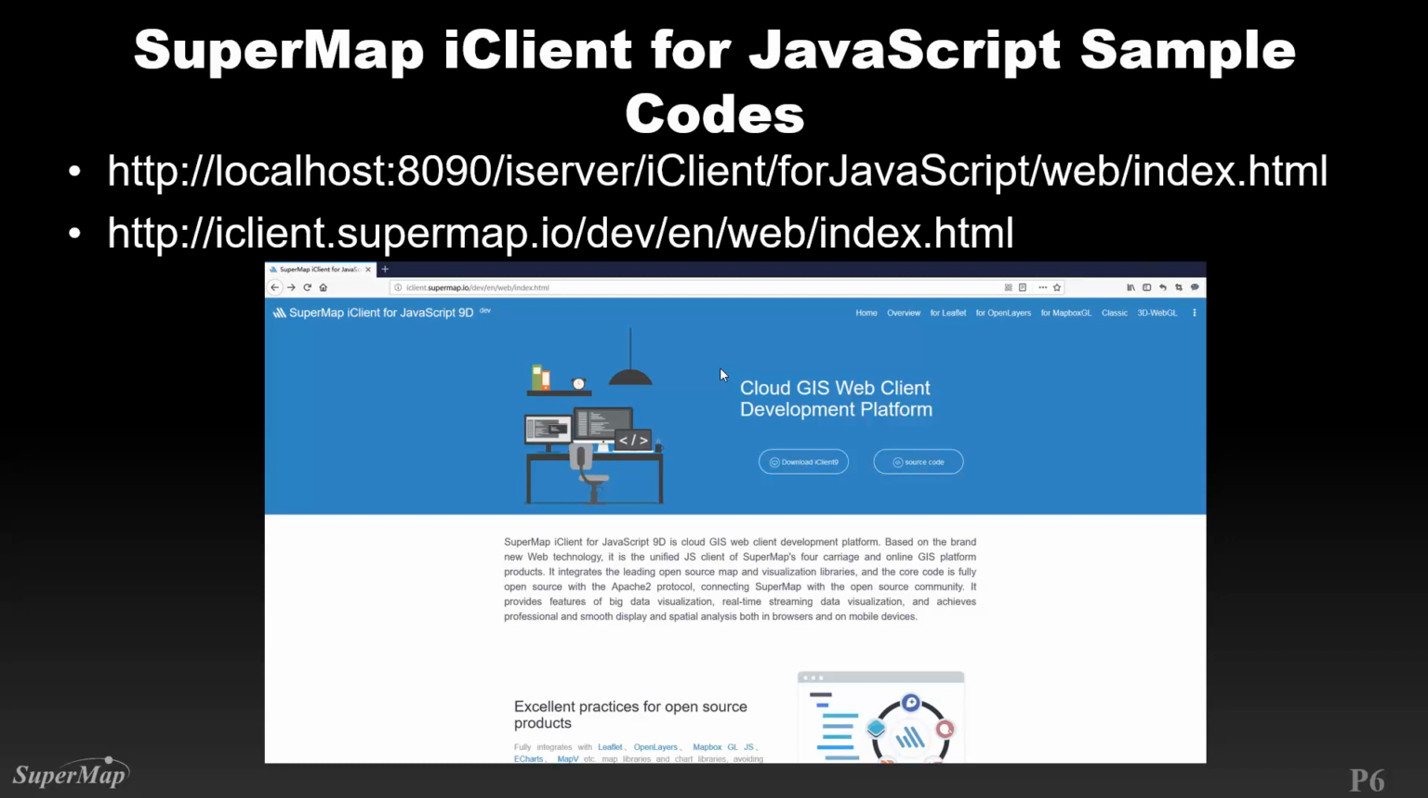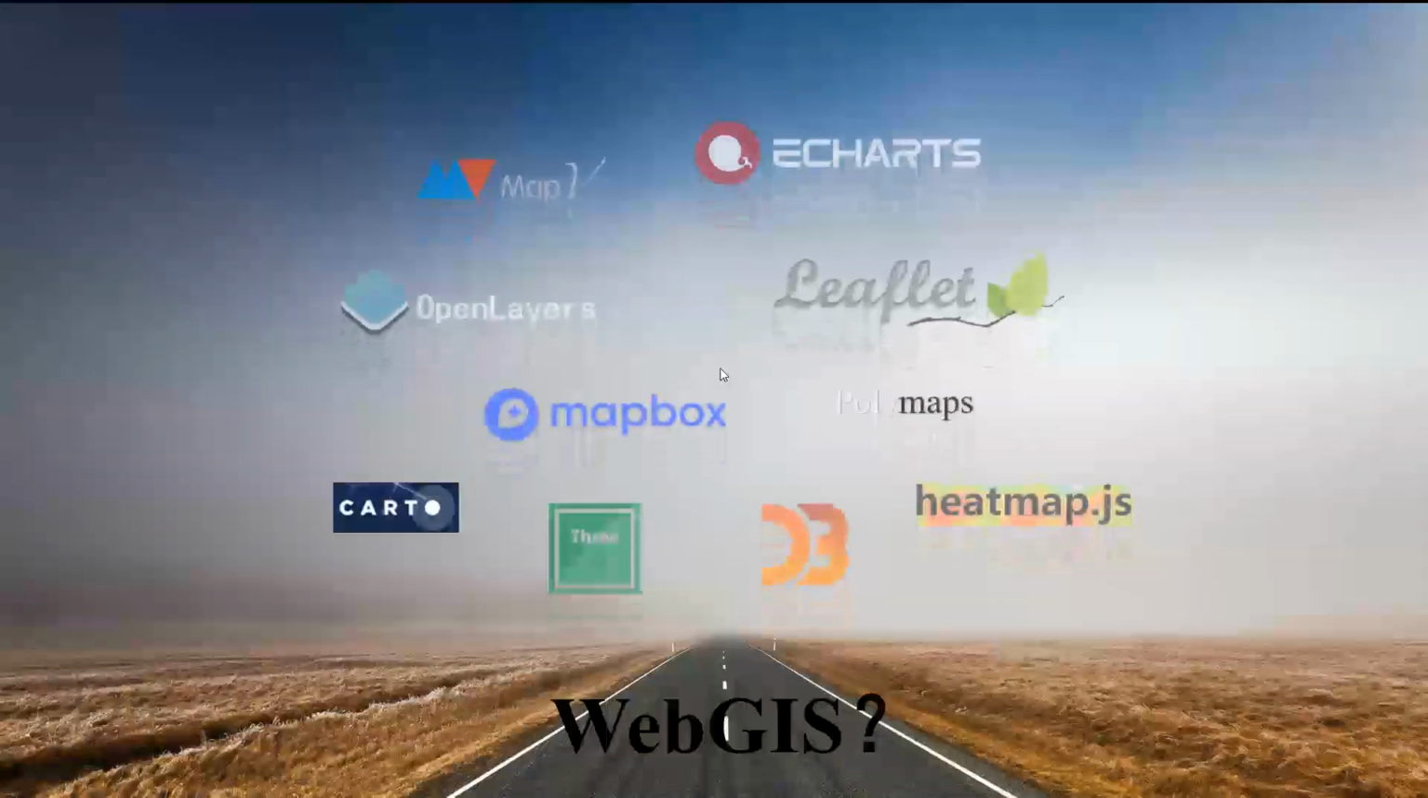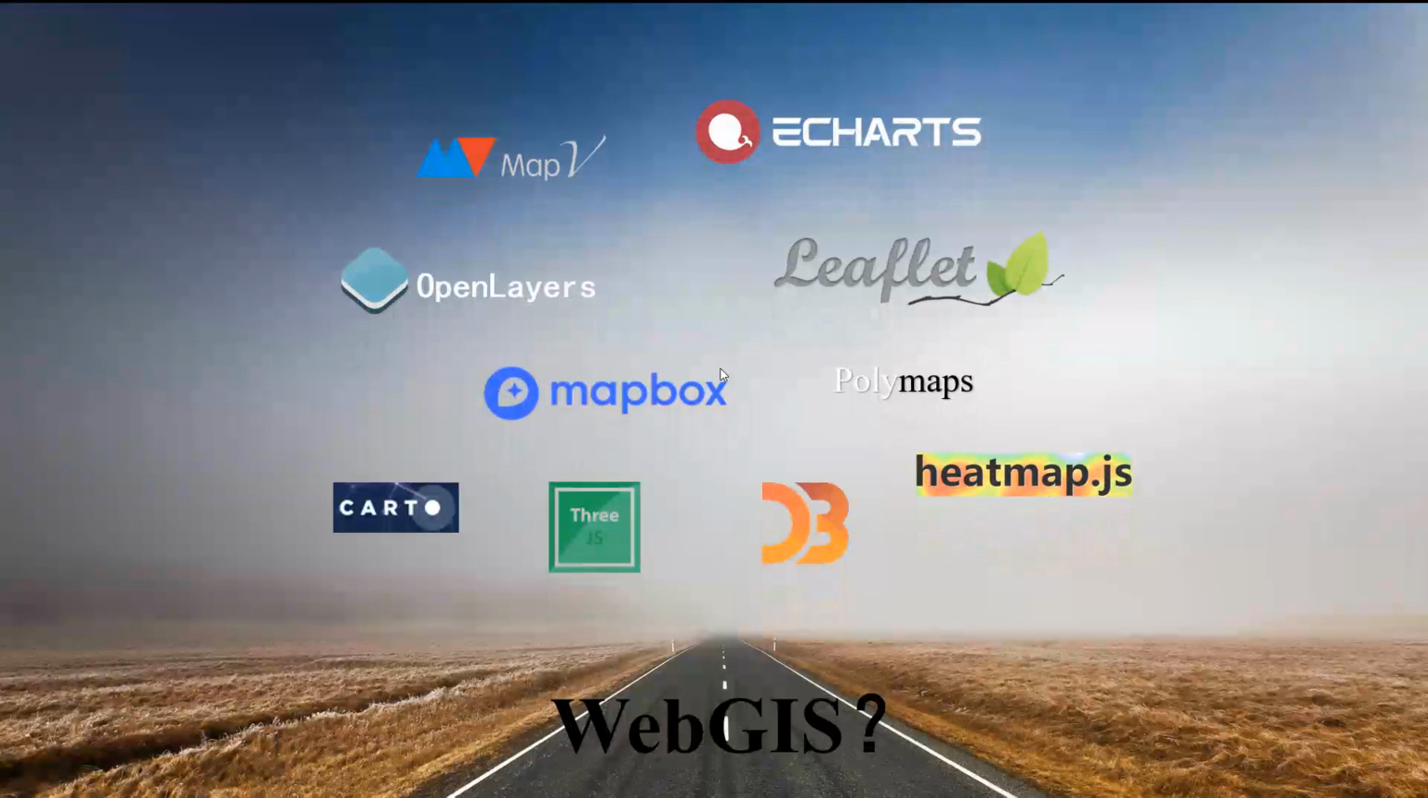As we mentioned earlier, iClient for JavaScript is a client development toolkit for cloud GIS. It's fully open source, and the source code can be downloaded from GitHub or OSChina. Okay, let's continue with the second part of this course, how to select the correct product from the entire iClient for JavaScript package that contains 4 products for different development models.